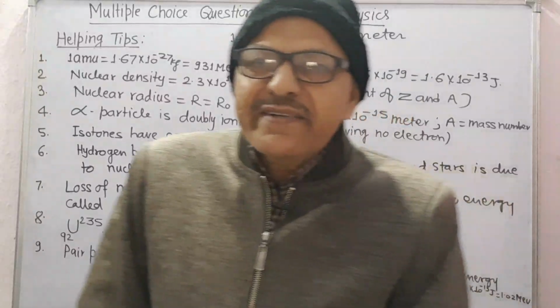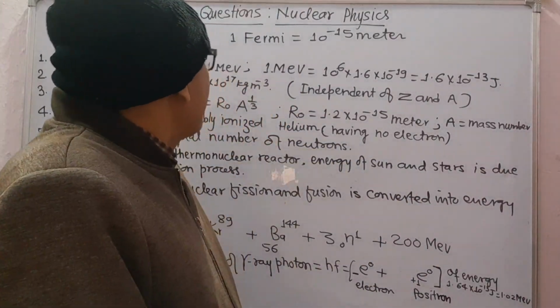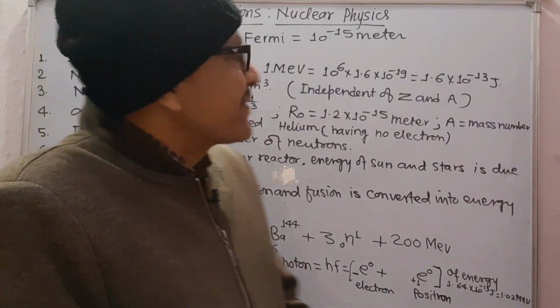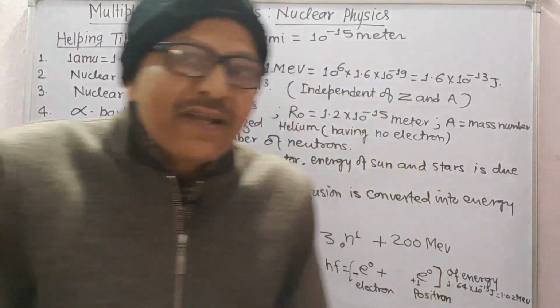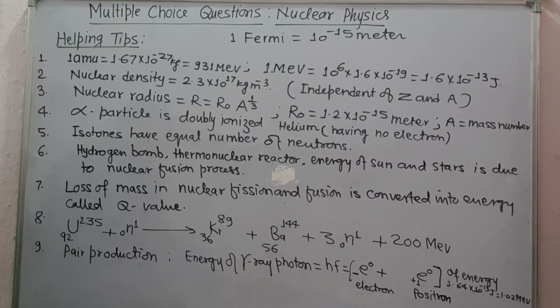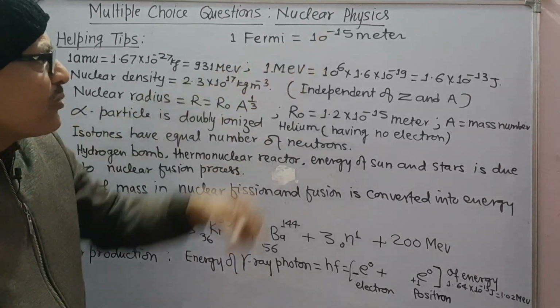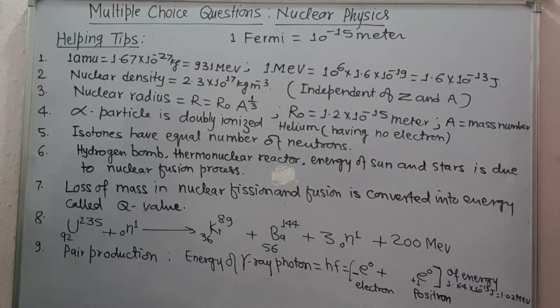Hello, dear students. Let us solve some multiple-choice questions based on nuclear physics. At first, let us review some helping tips. 1 Fermi is equal to 10 to the minus 15 meter distance.